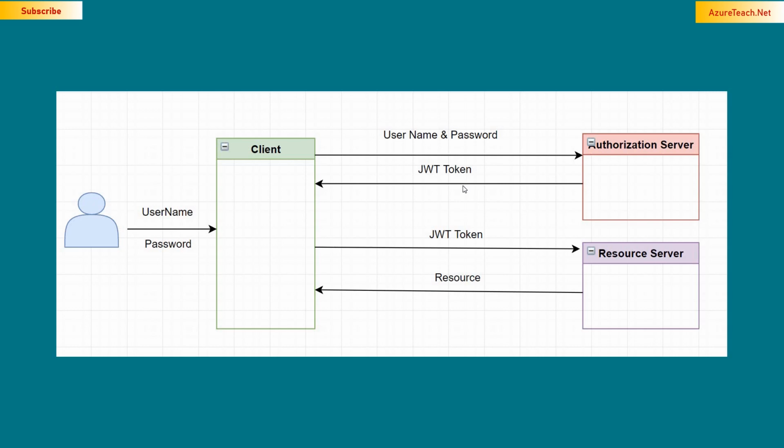A JWT token is a kind of encrypted string. After that, the client sends the JWT token to the resource server in subsequent requests. The resource server validates the JWT token and returns the resources.